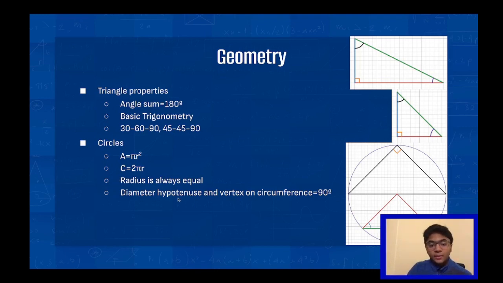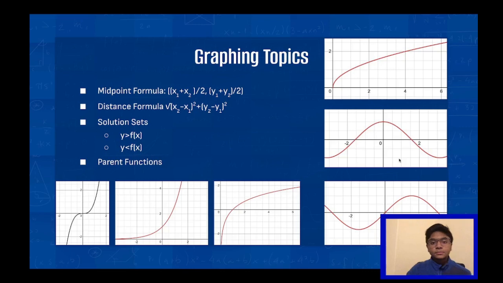Also, we have the diameter, hypotenuse, and vertex on the circumference equals a 90-degree angle. What I mean is, whenever you have a triangle in the circle where the hypotenuse of the triangle is the diameter of the circle, and its other corner point is on the circumference, the angle that's made from that vertex point is going to be a 90-degree angle. And so this also is a property that you're going to need to know for a lot of other questions.